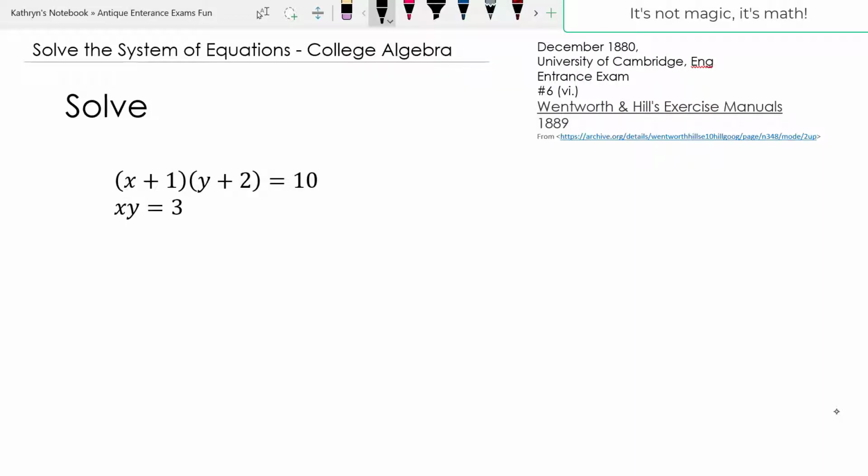Let's solve the system of equations. What's really cool about this question is it comes from the December 1880 University of Cambridge entrance exam. Where did I find it? I found it on archive.org. It's a really awesome place. You should check it out.